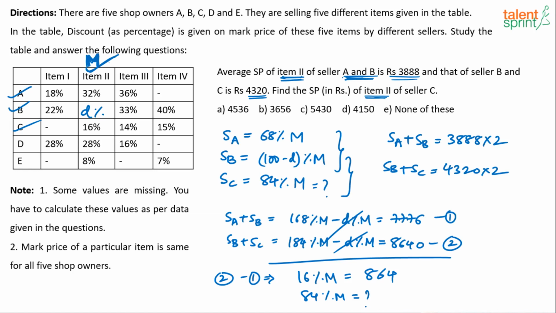Are you getting it? You found 16% of M. From that you can get 84% of M. Cross multiply. This is what is required. He is asking us to get the selling price of C.